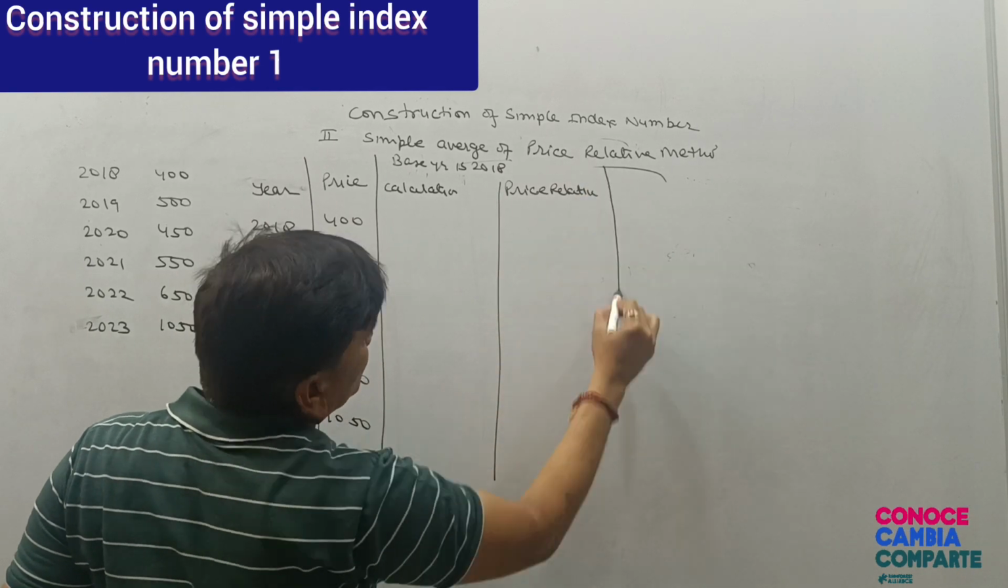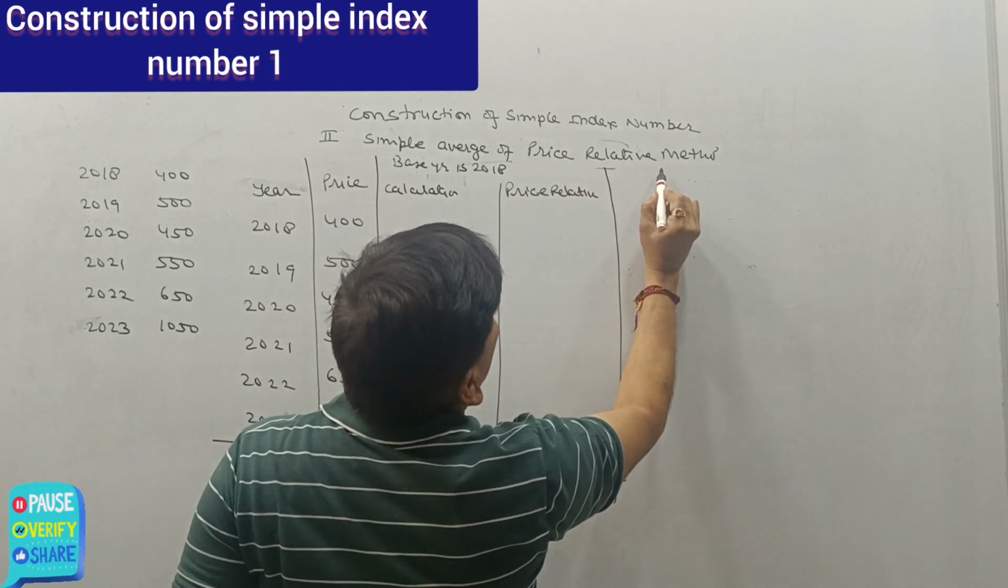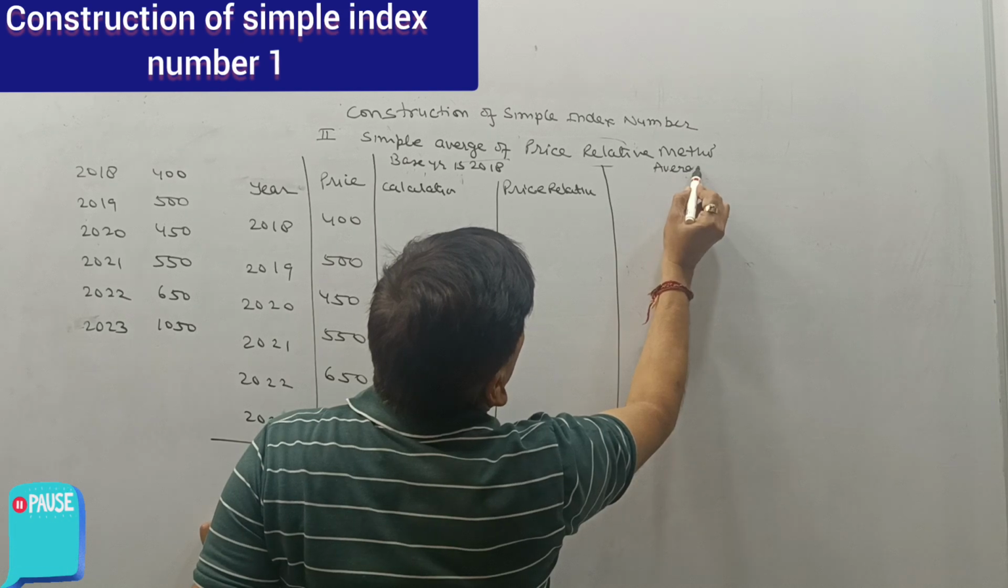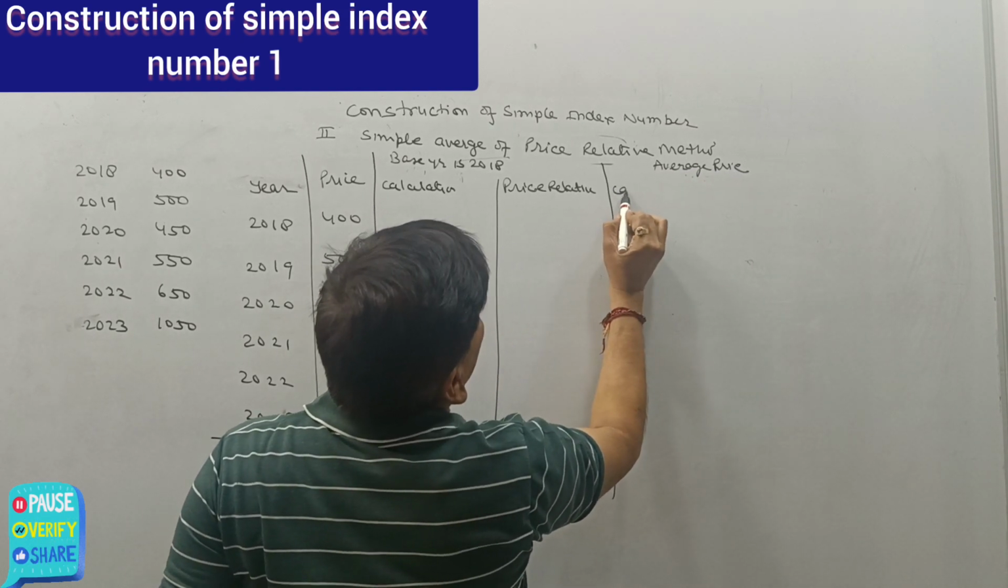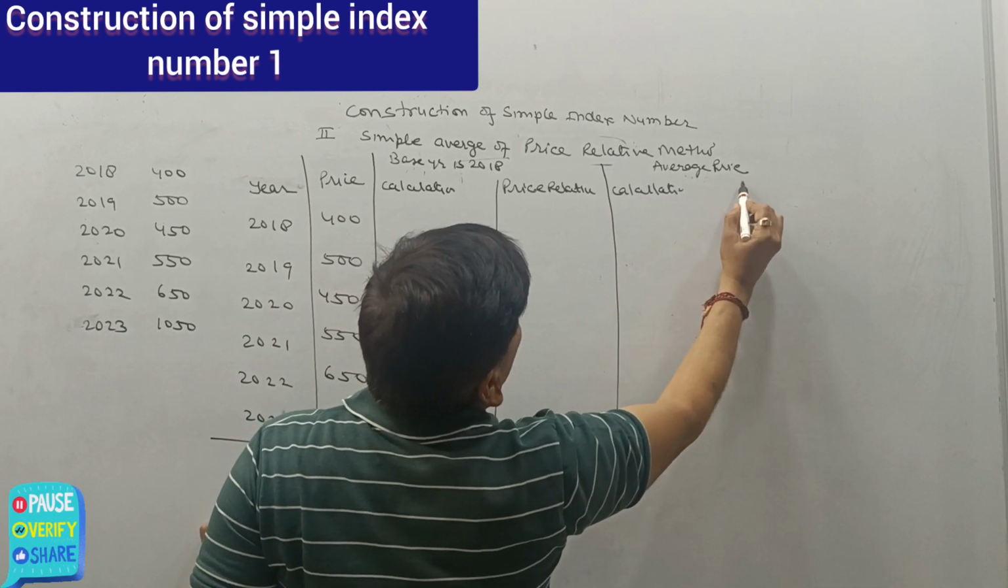First we are having 2018 as a base year. Now the average price is a base year. So the calculation and price relative.